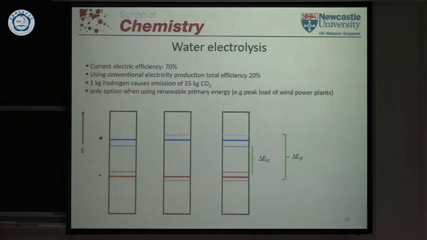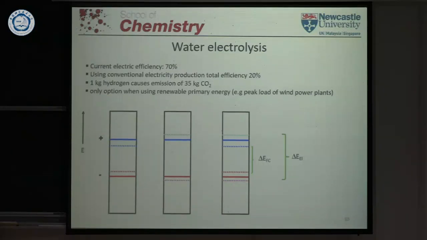So anyway, these are some numbers that are associated with it. This is the electrical efficiency, and if you use a conventional electricity production of about 20%, that's actually a little bit low as a value. I would say that can be higher, 30–35%. But still, then making 1 kilogram of hydrogen causes the emission of 35 kilograms of CO2.